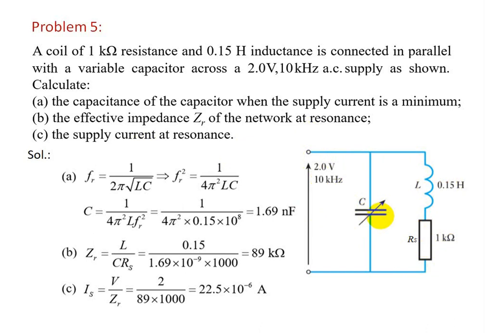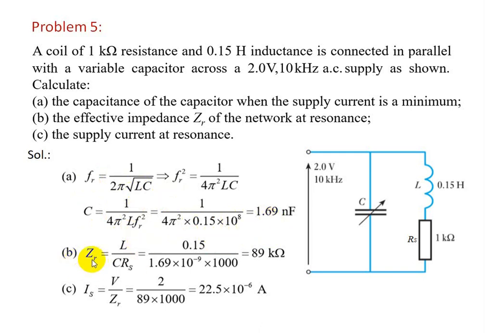Current will be minimum only at resonance. So let us see how to find this. FR for this circuit is 1 by 2 pi under root LC. Now try to get an equation for C from this. C will be 1 by 4 pi square L FR whole square. Now all the values are known. L is 0.15 Henry and FR is 10 kilohertz. Substitute all the values, and you will get C as 1.69 nanofarad.